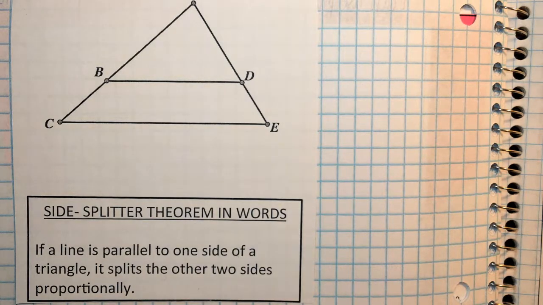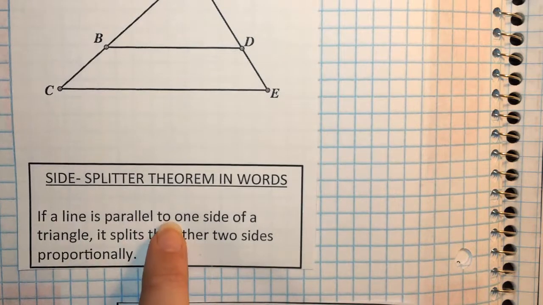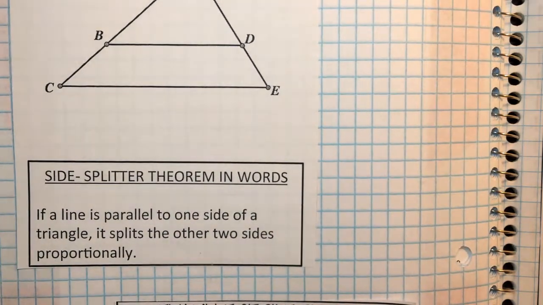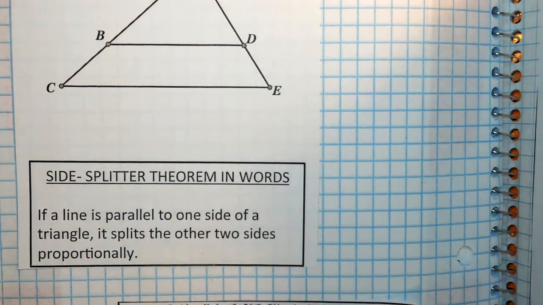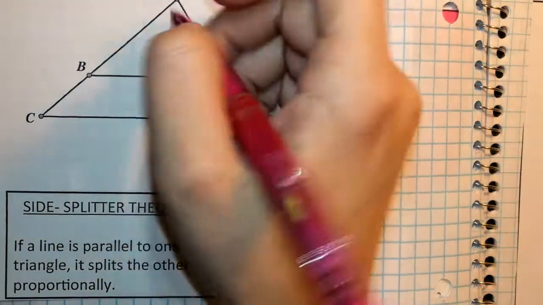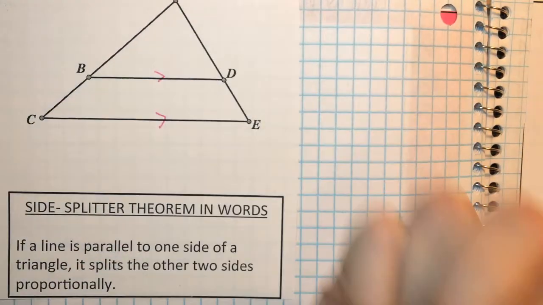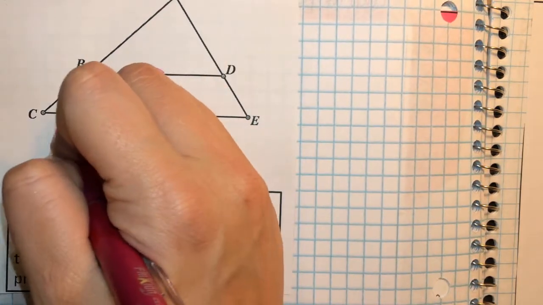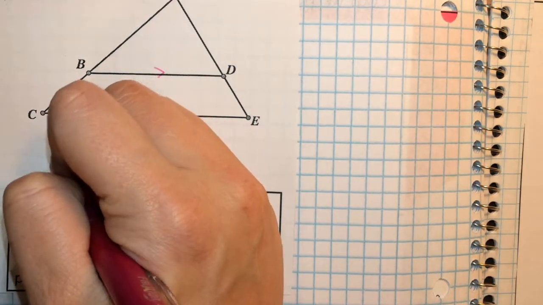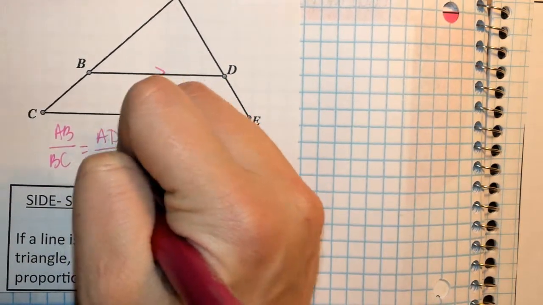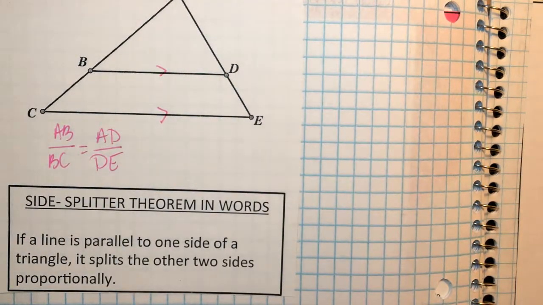Okay? So this says that if a line is parallel to one side of a triangle, it splits the other two sides proportionally. And we just did this yesterday. But in case you've forgotten, in the whole 24 hours you've been out of math class, if these two are parallel, that means that AB divided by BC is equal to AD divided by DE, or you can flip it, either way.